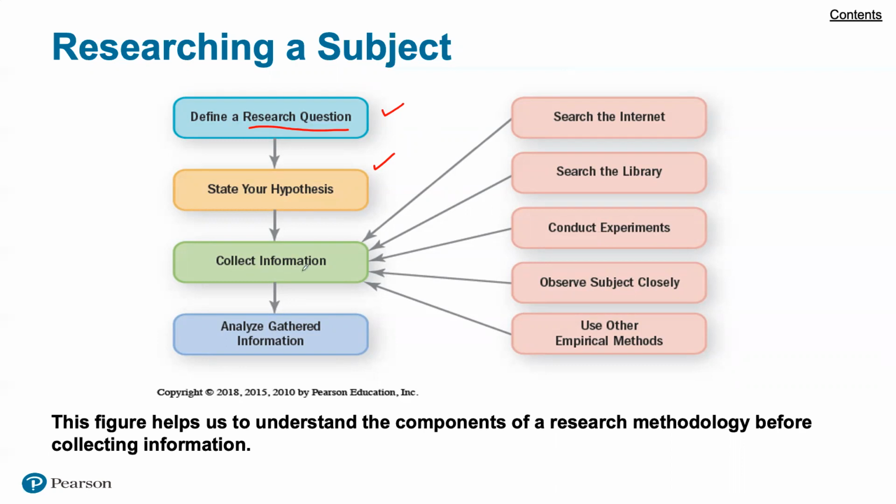Next, you collect information. What is the state of the art? What have other companies or academic institutions actually done? And then finally, you analyze the gathered information. In collecting information, you have the various sources: searching the internet, searching the library, maybe a corporate library as well. You can also be conducting your own experiments.